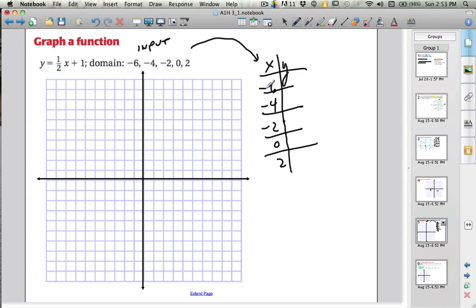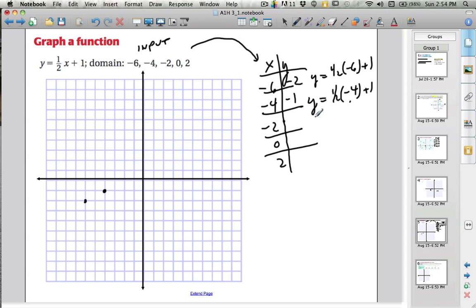For me to find the matching y for an input of negative 6, I plug it into this equation. So y is equal to 1/2 times negative 6 plus 1. Well, 1/2 times negative 6 is negative 3, plus 1 is negative 2. So 6 over, negative 2. When I plug negative 4 in, it's 1/2 times negative 4 plus 1. That's negative 2, plus 1 is negative 1. So 4 over, negative 1.